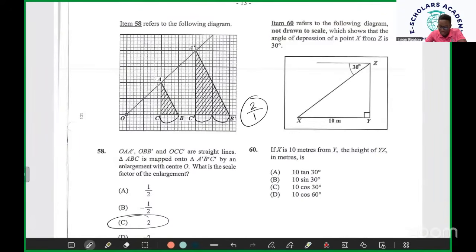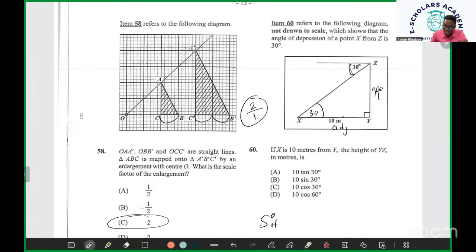If x is 10 meters from y, the height of yz is here. So we know if this is 30, this is also 30. So let me see. This is the opposite. This is the adjacent. So let me see.